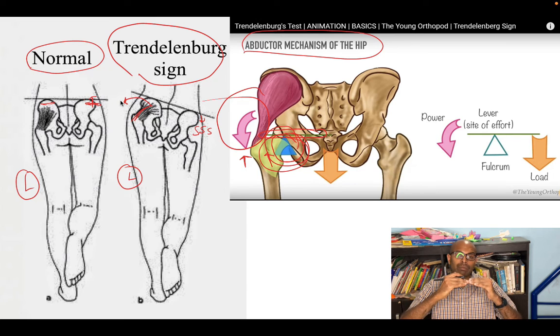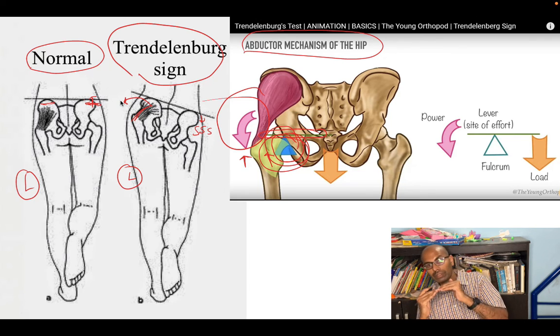So if the abductor mechanism does not work properly, the sound side sinks, SSS, that is, the normal side sinks down. So when the patient stands on the abnormal leg, the patient is unable to lift up or correct the pelvis, because the abductor muscles on the affected side or the abductor mechanism is affected, and because of which the patient allows the sound side to sink, and this is called a positive Trendelenburg test.